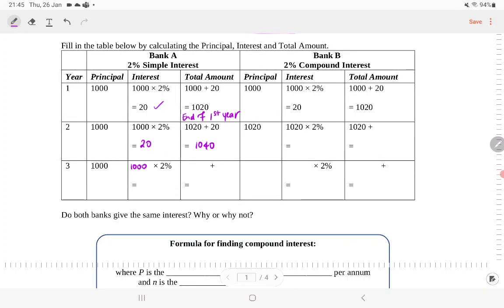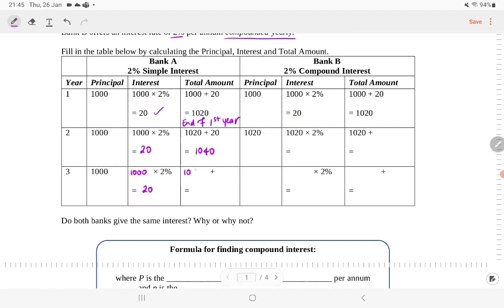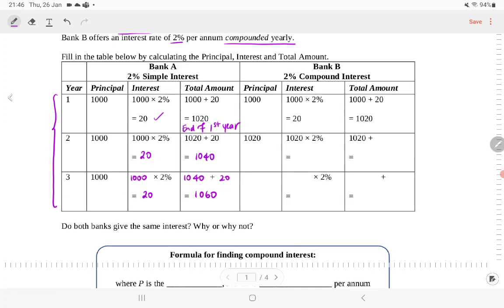We do the same thing again. We take the original amount, times by 2%, and I will get another $20. So originally I had $1,040 plus another 20, so I get $1,060. Sorry, 60, not 80. You may be thinking, why am I doing year by year? This is just for comparison. Of course, if I use the simple interest formula, P times R times T over 100, I will also get the same answer.